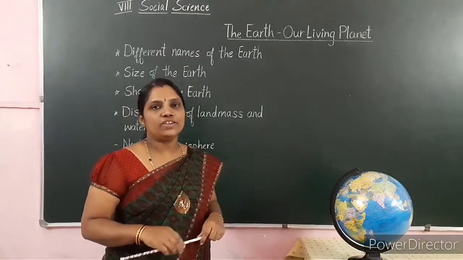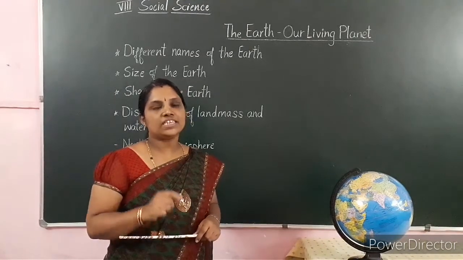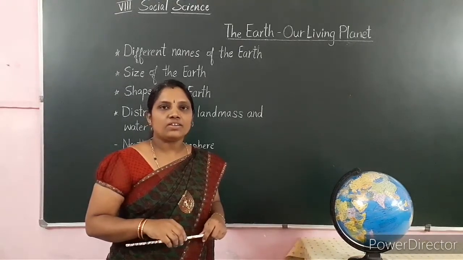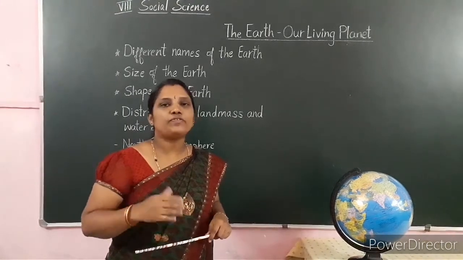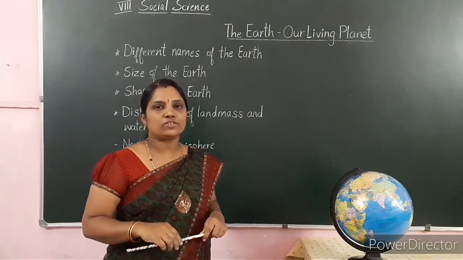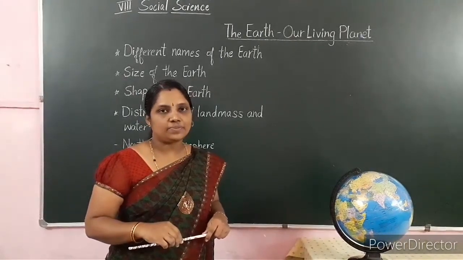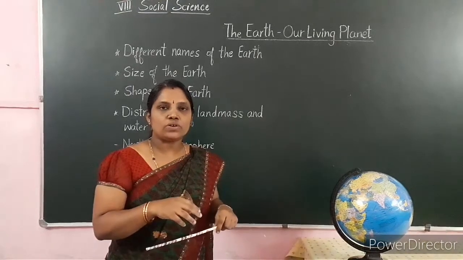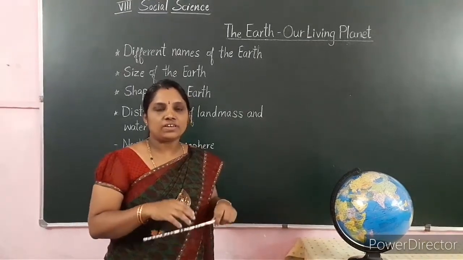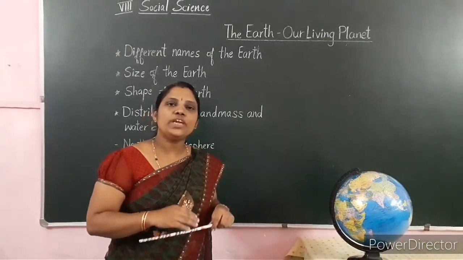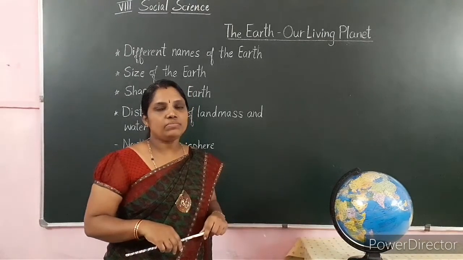Unique planet. Unique means a special. It is a special one, or it is different from other planets. Why it is called unique? It is different from other planets which supports life. The Earth supports life. So it is called as unique planet.